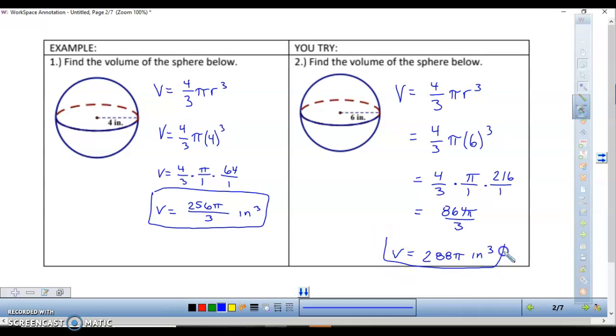There you go, friends. Volume of a sphere. All right, so let's just apply that to some other things, some composite figures and hemispheres.